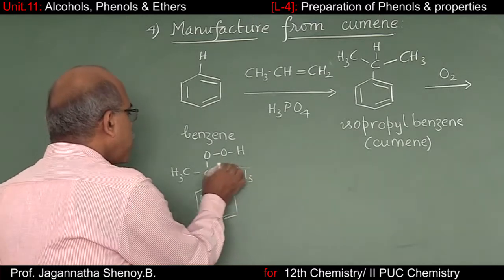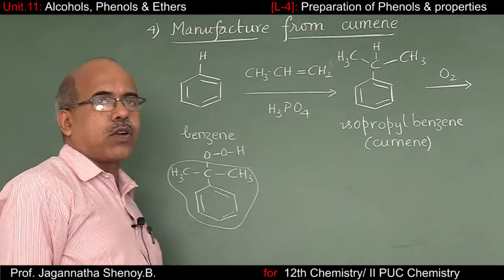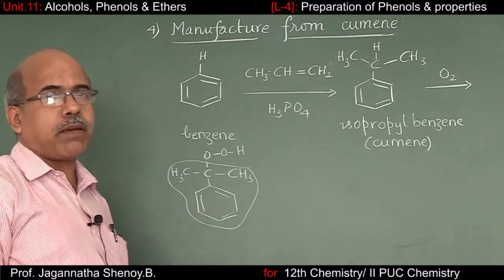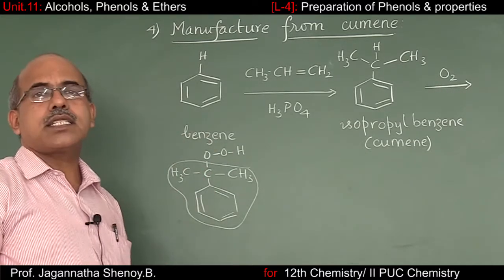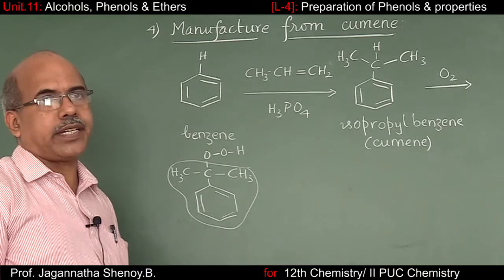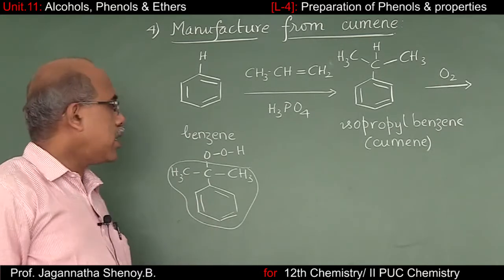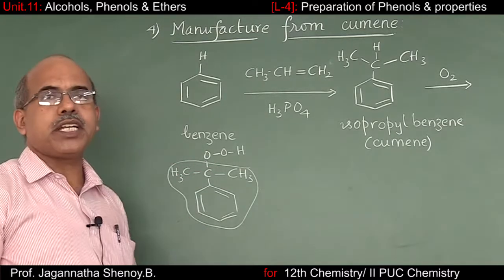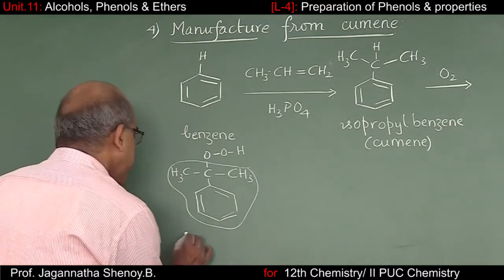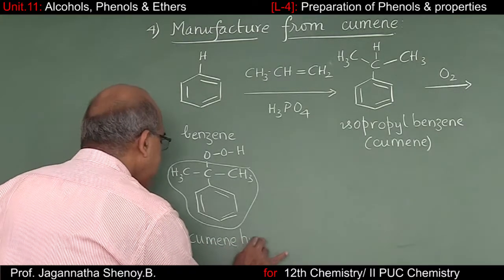Now, if this group were not there, there would have been hydrogen, and what would the compound have been? It's HOOH. This is nothing but hydrogen peroxide. Now, in hydrogen peroxide, one hydrogen is replaced by the cumene moiety. That's why the name of this compound is cumene hydroperoxide.